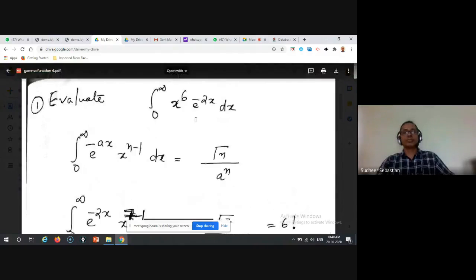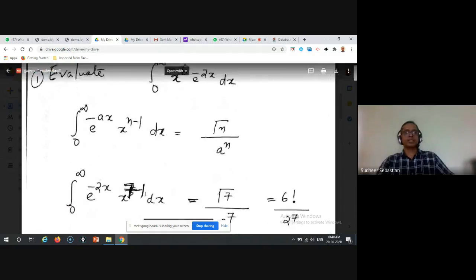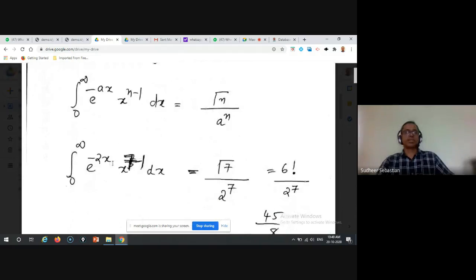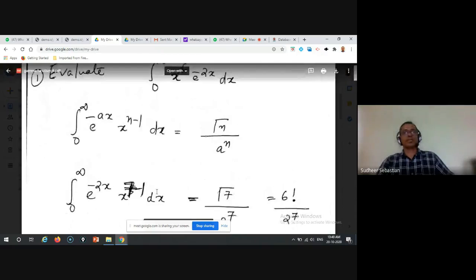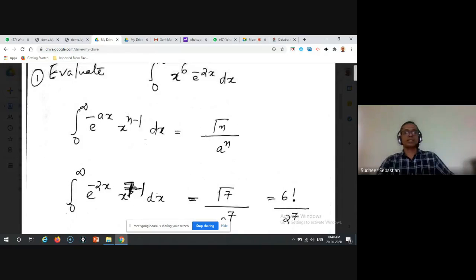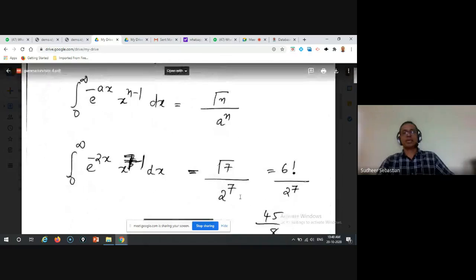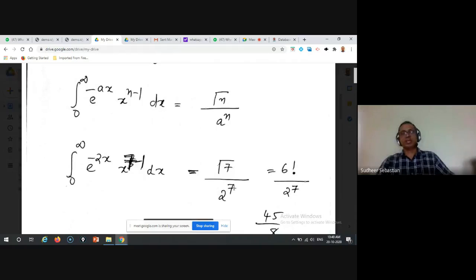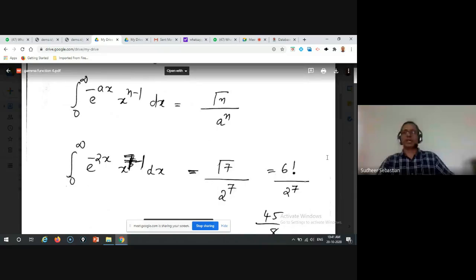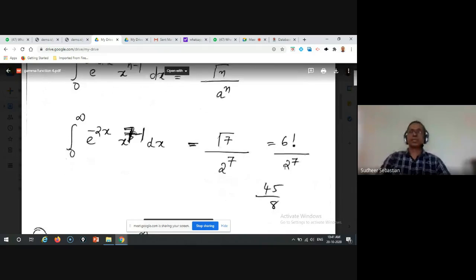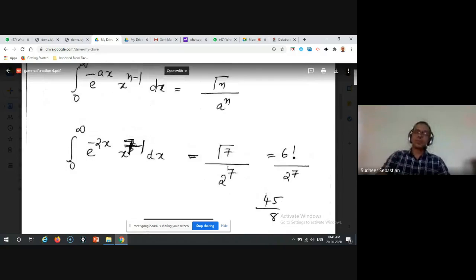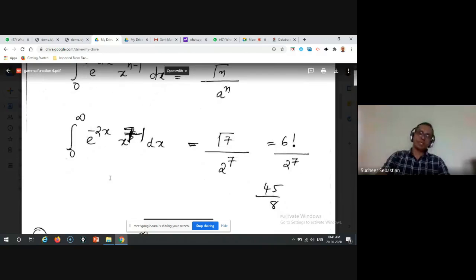So we are writing this like this: 0 to infinity, exponential minus 2x, and x to the power 6 is written as x to the power 7 minus 1. So we have gamma 7 over 2 to the power 7. Gamma 7, we know that is 6 factorial. So you will get this result, 45 by 8.